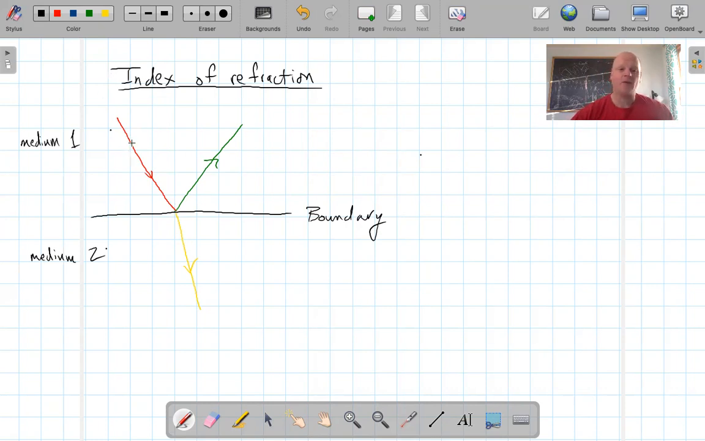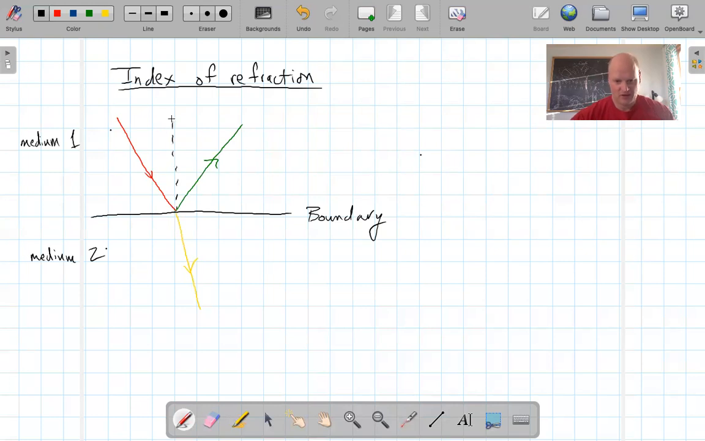Since this happens with any wave, it turns out that electromagnetic radiation, i.e. light, is also a wave. So light is also going to reflect and refract when it encounters some sort of boundary. So what we're playing with in this lab is how it actually does that. Let's go through this a little bit quickly.